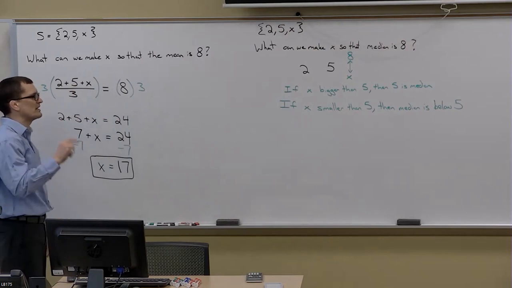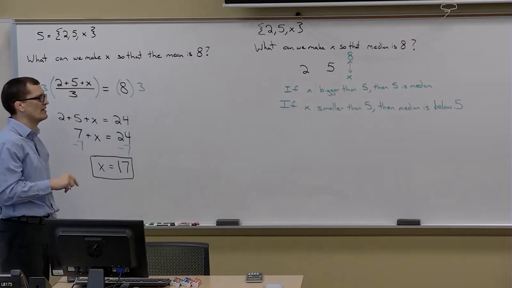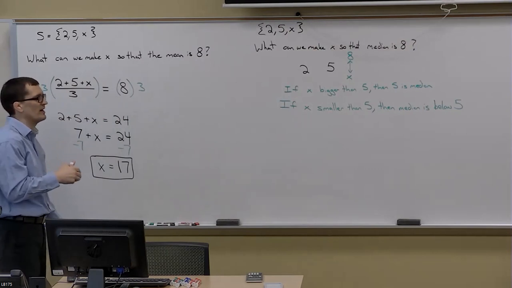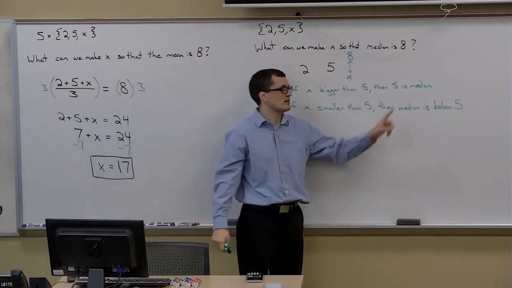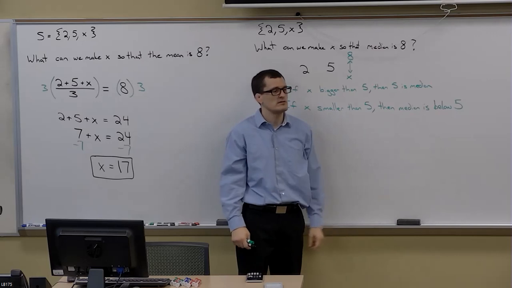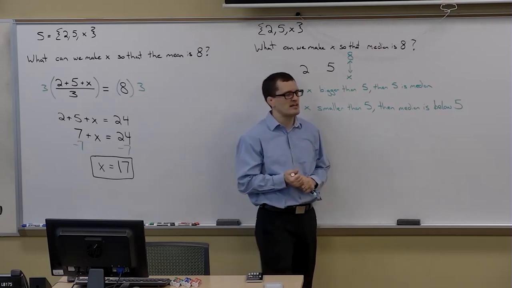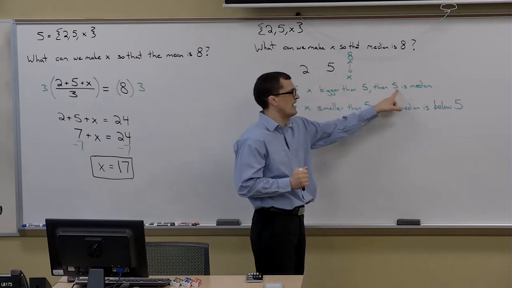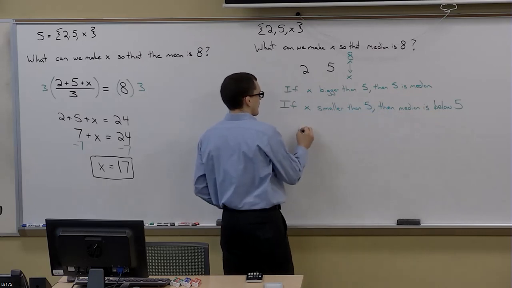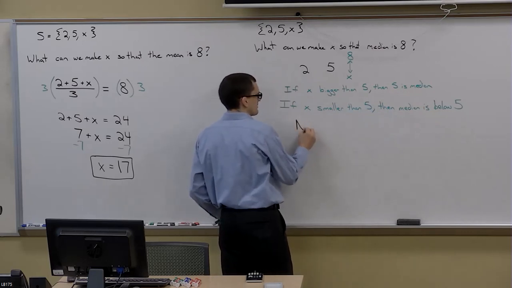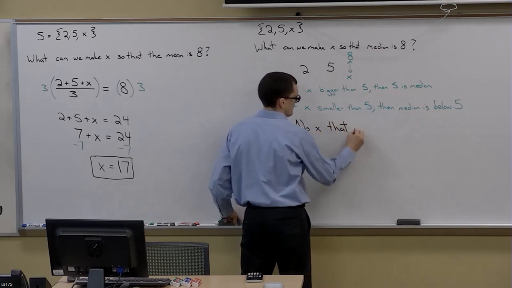So if x is bigger than 5, then 5 is the median. If x is smaller than 5, then the median is going to be below 5. Notice that that means the median is always 5 or below. All right? No matter what value you put as x, the median is always 5 or below. And therefore, there's no x that makes the median 8.